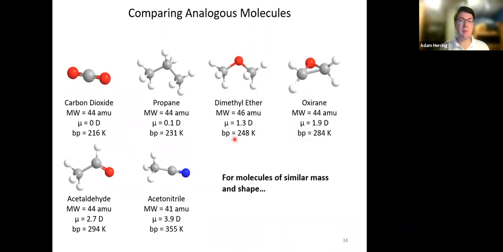Finally, we need to be able to compare analogous molecules. So if you look here, we have 6 different molecules, and they all have a very similar molar mass, but they vary widely in terms of their boiling points. What we also notice is that they have very different dipole moments. And so for molecules that have similar mass and shape, we can differentiate the strength of their intermolecular forces by looking at their dipole moments.